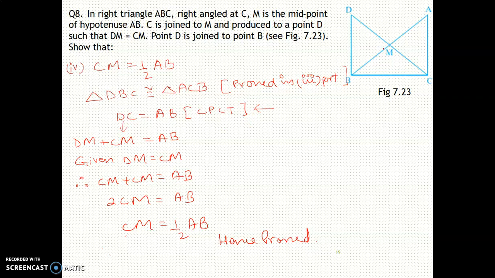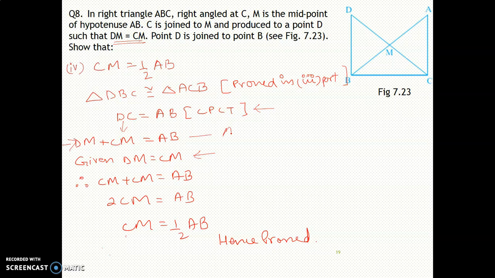DM plus CM, or MC, same thing. DM plus CM I have written. See, DM plus CM is equal to AB, correct? It is given in the question that DM is equal to CM. So in place of DM, I will write CM in this equation only.